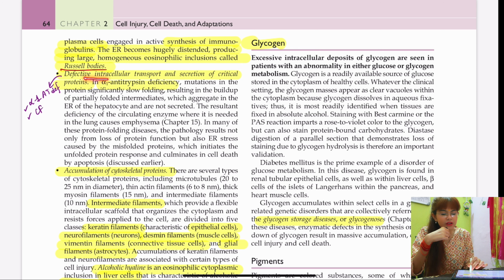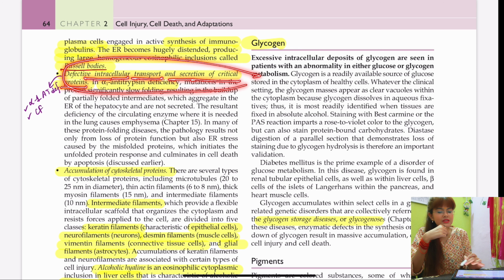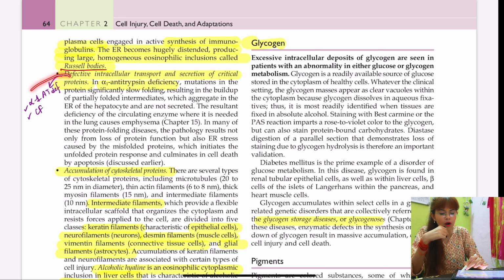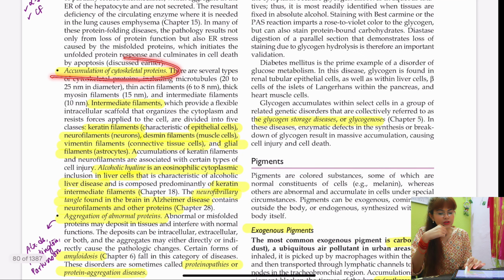Now, defective intracellular transport and secretion of critical proteins. This mechanism is important in cases of alpha-1 antitrypsin deficiency and cystic fibrosis. Again, a very important question. Accumulation of cytoskeletal proteins like the intermediate filaments.